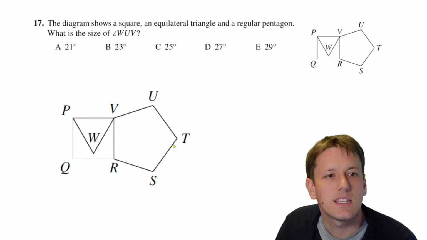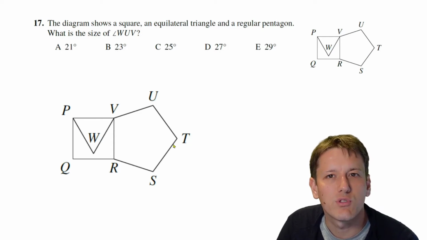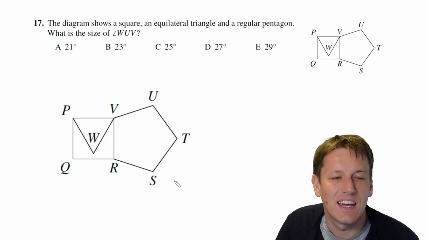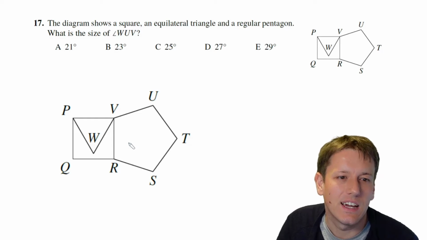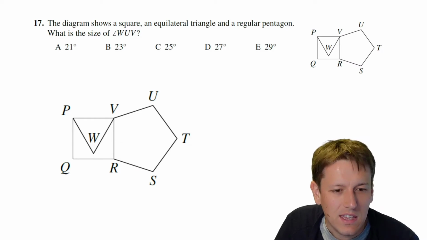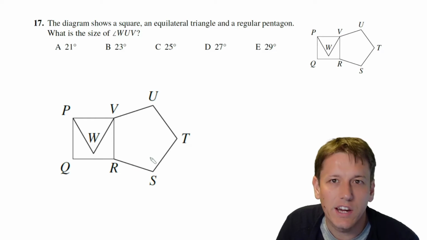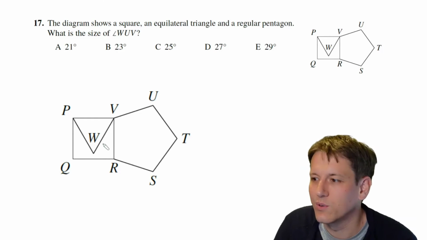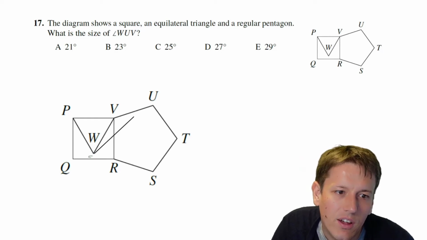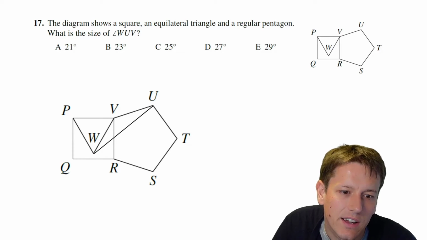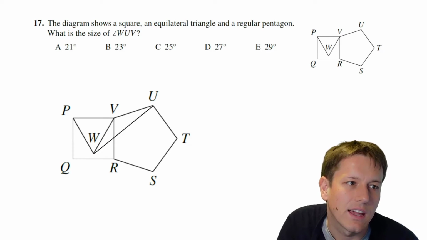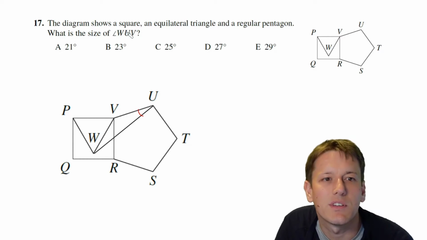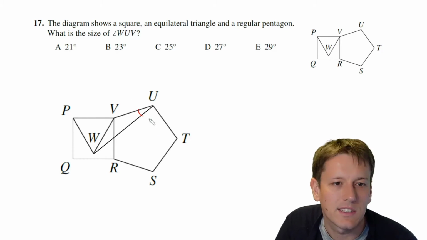In question 17, it says the diagram shows a square, an equilateral triangle, and a regular pentagon. What is the size of angle WUV? Now, I've just made a bigger copy of the diagram again. The awkward thing here is it's not one that's already on the diagram, right? So I actually need to add in an extra line here, and then the angle that we're looking for, WUV, is this one in here. Remember, it's always over the middle letter.